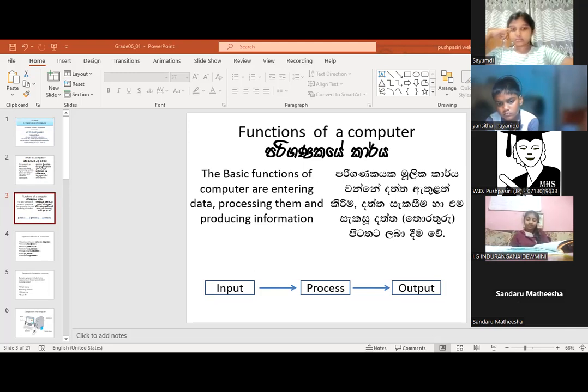Right. Okay. So, you know, the main 3 points are input, process, output. Okay. Now, tell me again. Input. Process. Output. Right. Input, process, output. Right.